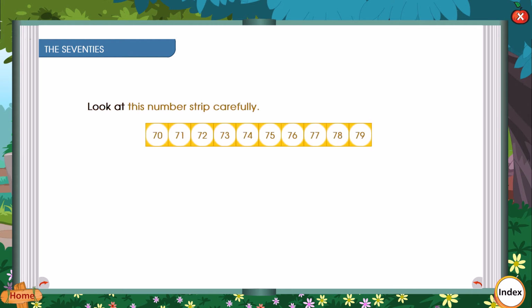The 70s. Look at this number strip carefully. 70, 71, 72, 73, 74, 75, 76, 77, 78, 79.